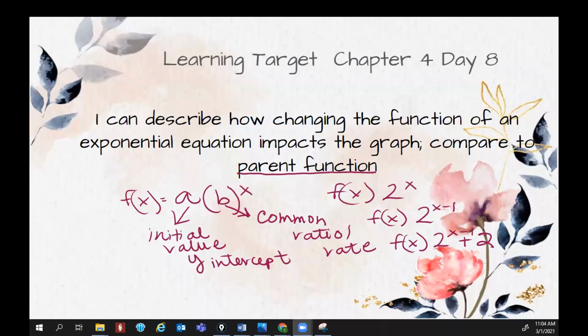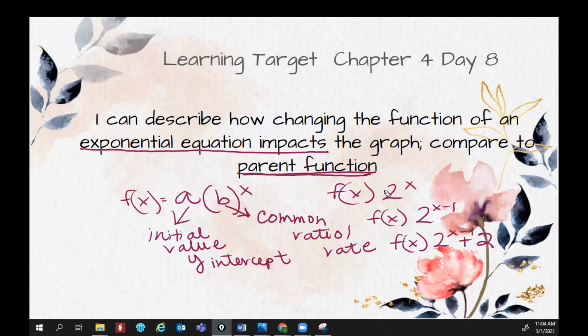So at the end of today's lesson, you should be able to describe how these parent functions are in comparison to the transform functions. So we know that in exponentials, the A represents the initial value or y-intercept always, right? And that B represents the common ratio or rate. And that's always what happens, okay?